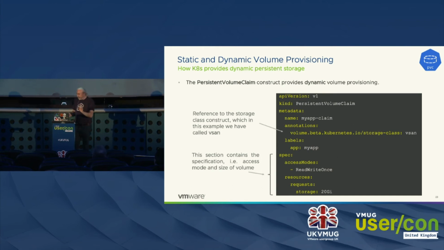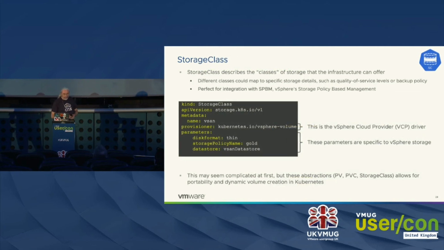And what we're going to do is explain storage class next, because we know we want to build a persistent volume. Where am I going to build it? On which vSphere storage? So let's look at this storage class next. The storage class looks something like that. Again, more YAML. But what we have in here now is the provisioner.